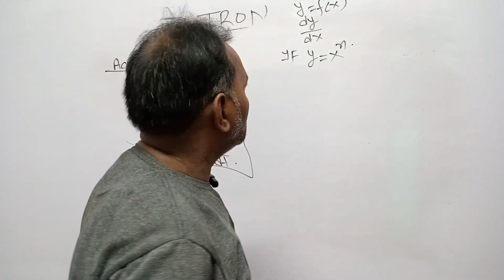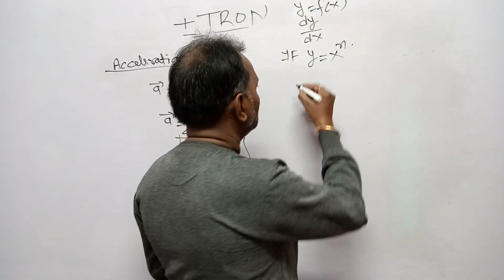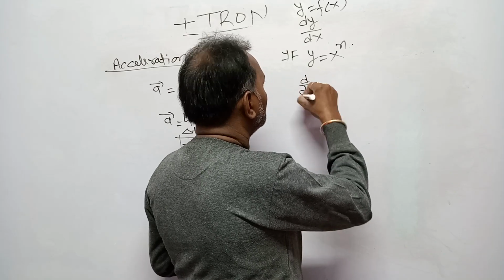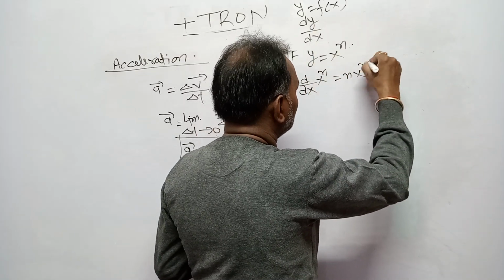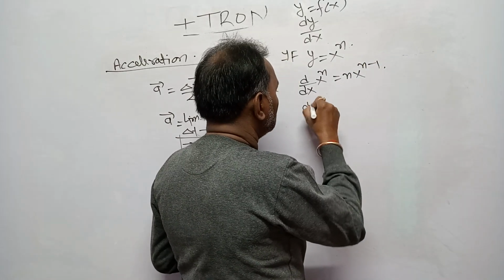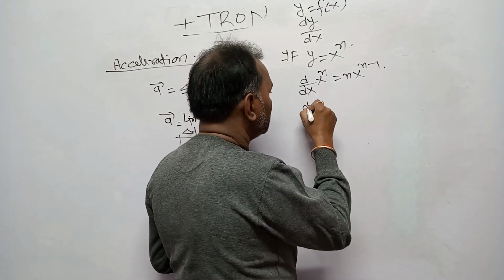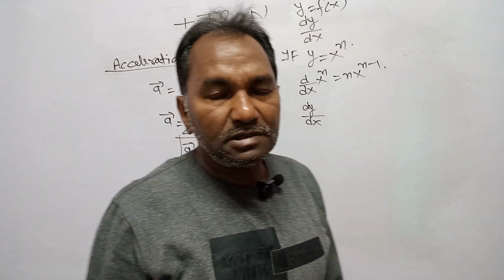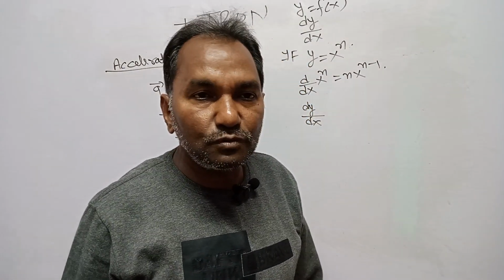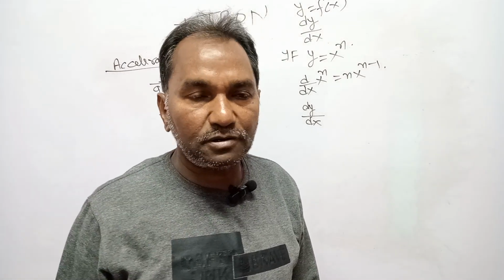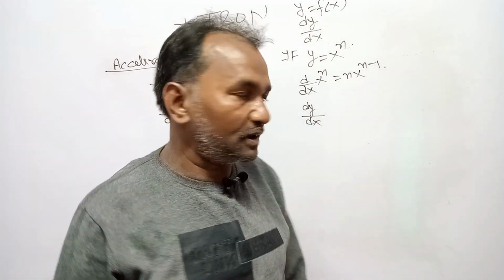Dear students, if y is equal to x to the power n, then dy upon dx is equal to n x to the power n minus 1. Let's discuss what dy upon dx is. dy upon dx means you are differentiating y with respect to x, meaning y is varying with respect to x. y is a function of x.